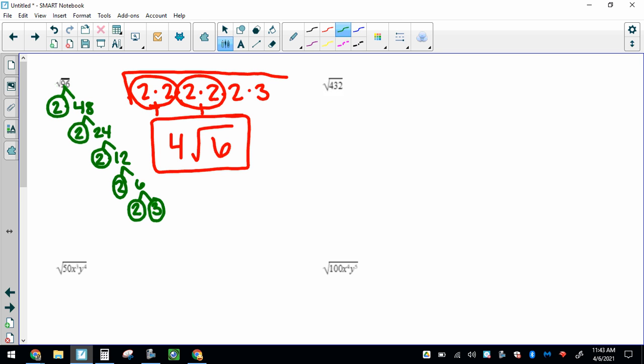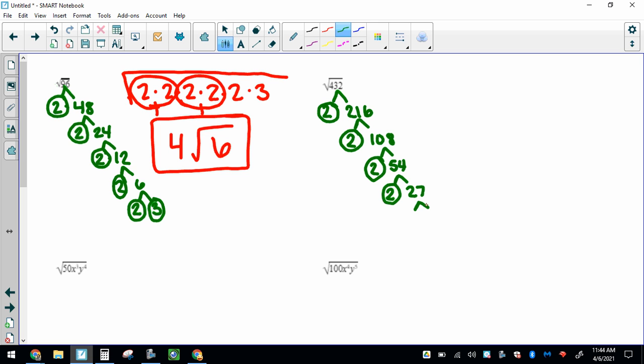So let's do the same thing for the next one. So 432. Same thing, I always like to start with 2's. So 432 divided by 2 makes 216. 216 divided by 2 makes 108. 108 divided by 2 makes 54. 54 divided by 2 makes 27. Now 27 divided by 2 is going to be a decimal, and so that does not work.